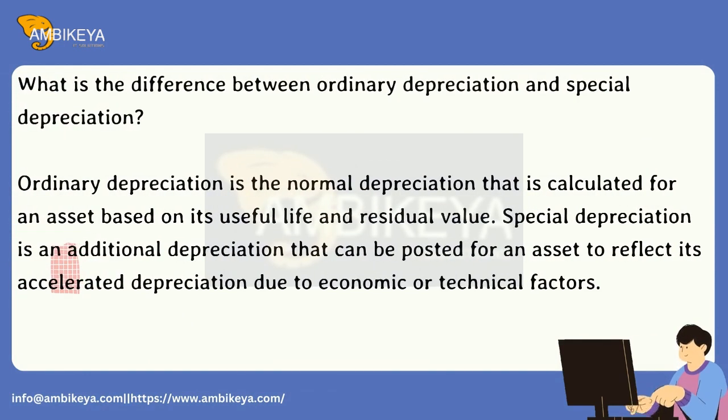What is the difference between ordinary depreciation and special depreciation? Ordinary depreciation is the normal depreciation that is calculated for an asset based on its useful life and residual value. Special depreciation is an additional depreciation that can be posted for an asset to reflect its accelerated depreciation due to economic or technical factors.